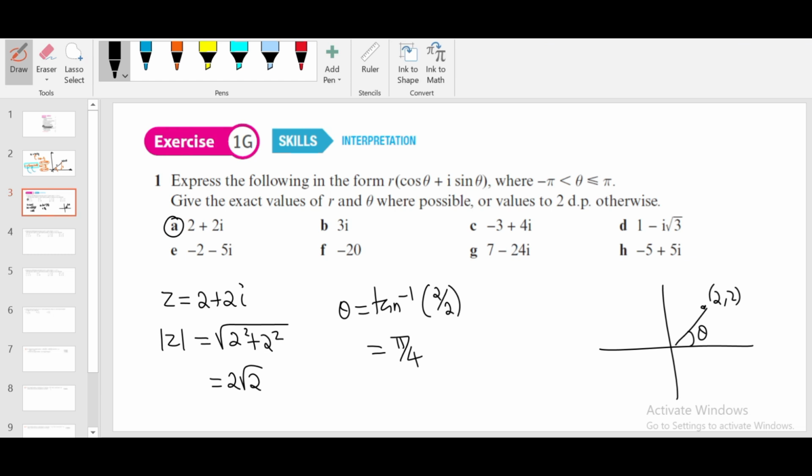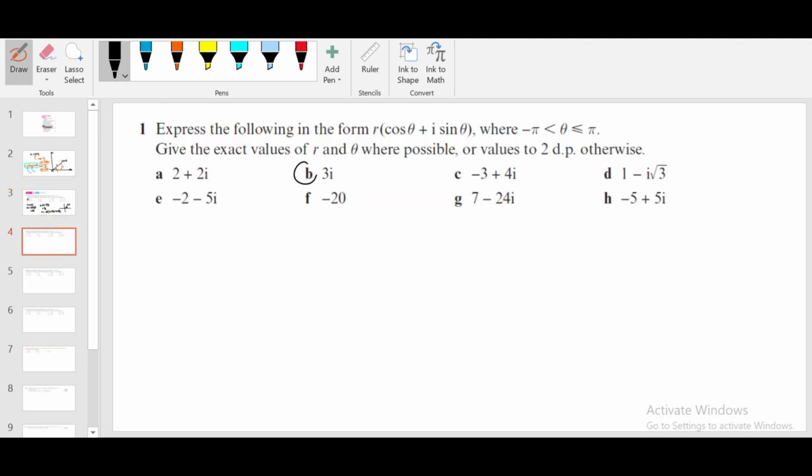So you can write the complex number z as r times cos theta plus i sin theta. That's all. That's how you write the complex number in this modulus argument form. Let's take one more. Let's go to B.